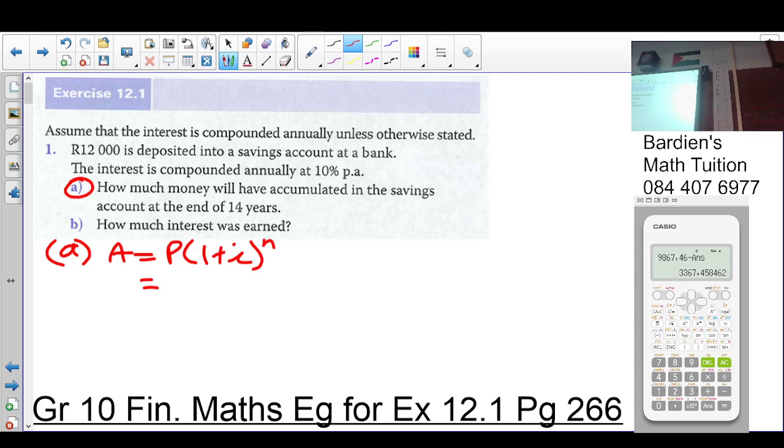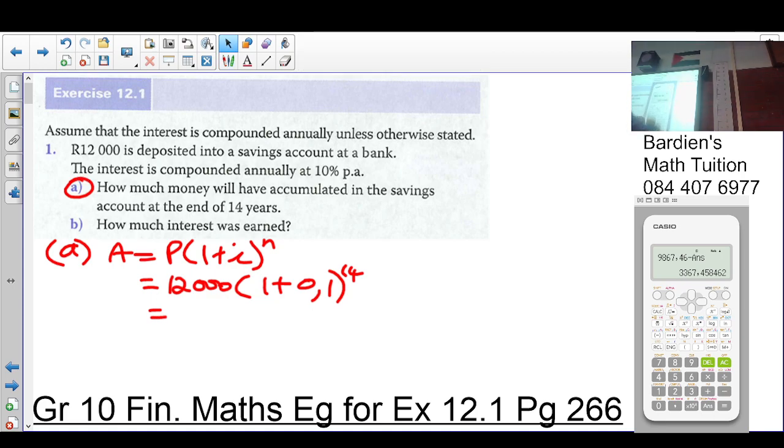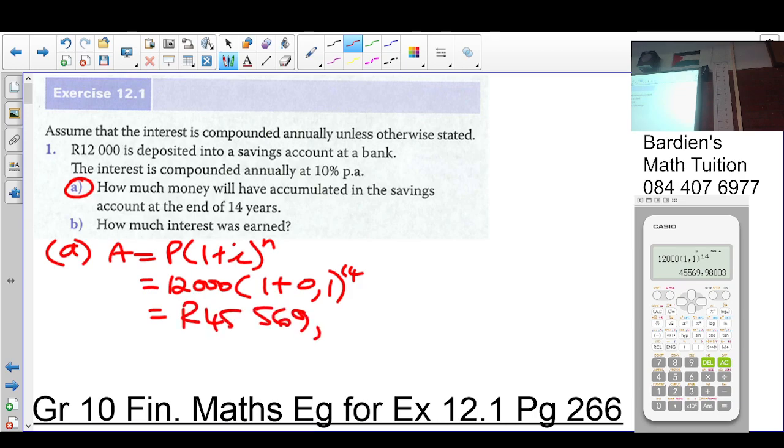So compound interest, what formula do I use? A is equal to P into 1 plus i exponent n. If you haven't done this exercise as yet, I would suggest you do the exercise first before you continue watching the video. So what's your P value? 12,000. So 12,000 into 1 plus 10%, so 0.1, to the exponent 14 years. It's going to give you 45,569 rand and 98 cents. What do you notice? It's a fairly large amount, but the time period is also very long.